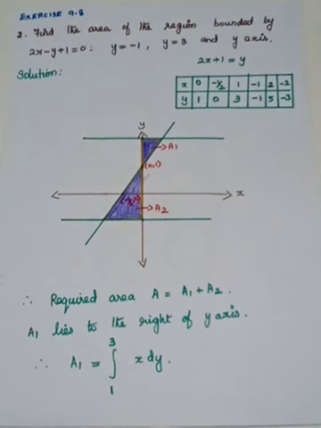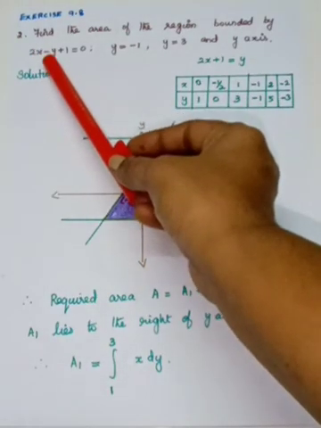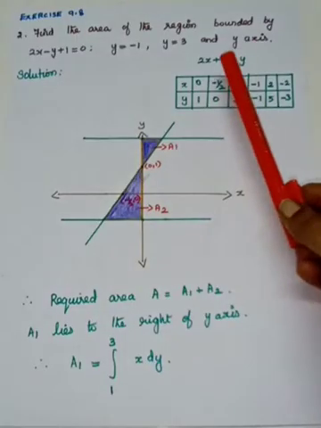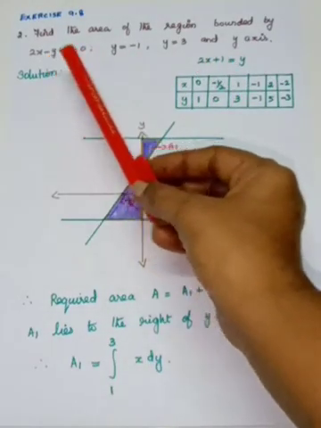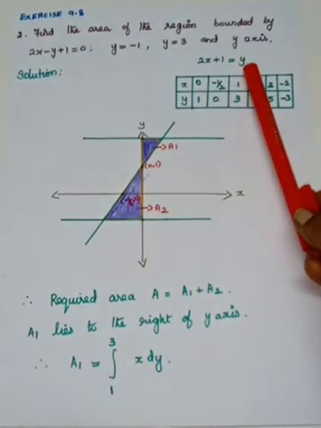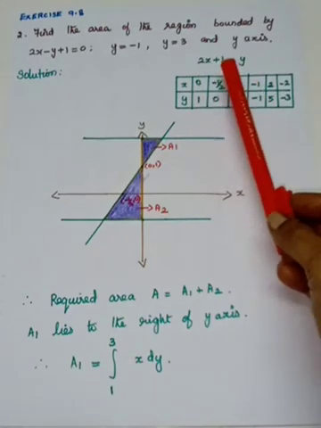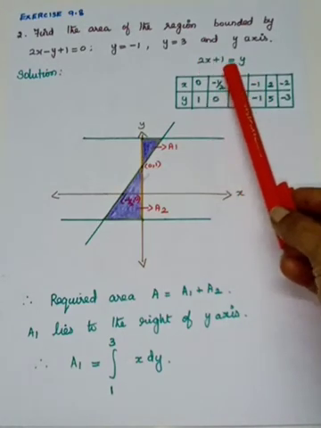Using the diagram only we can find whether the area of the bounded region lies to the right of the y axis or to the left of the y axis. For that, the diagram is needed. So I take this line equation. Here you are having minus y, so I'll take it to the right side. It is plus y. So you are getting y is equal to 2x plus 1.